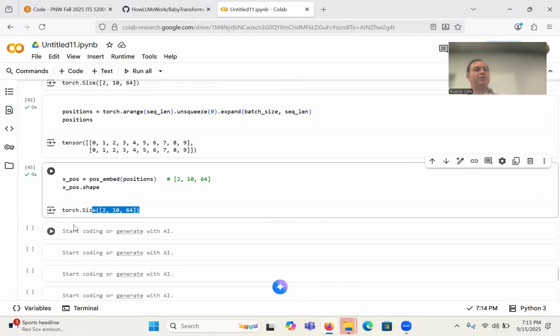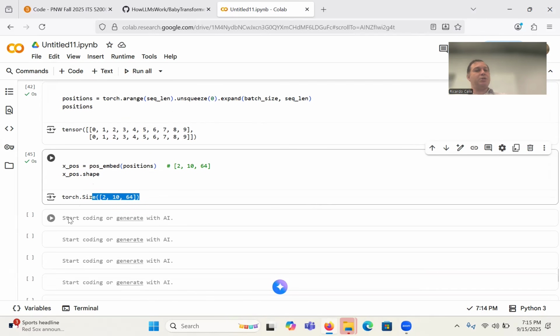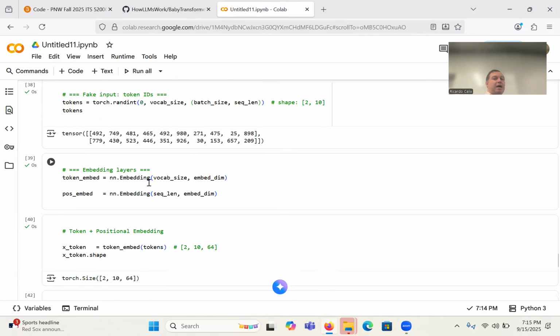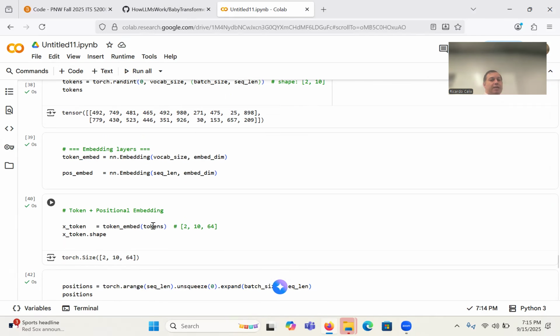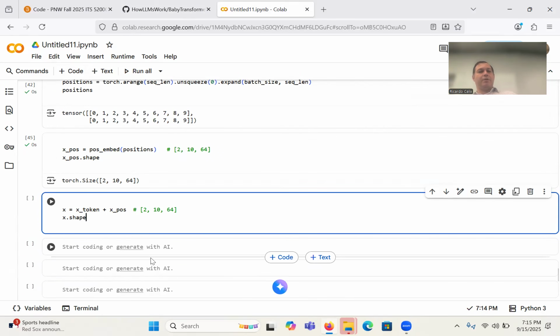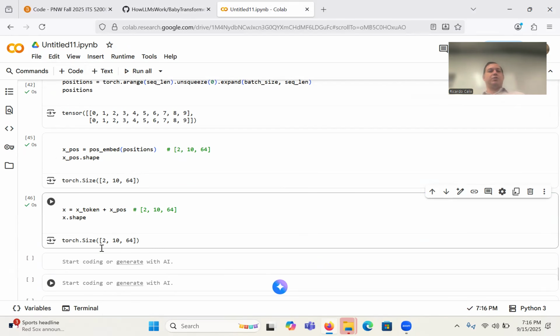So now I have my two tensors, X token and X position. I'm building a whole architecture from beginning to end. Remember, I took some IDs. Now I've created one version of it for token embedding, one for positional embedding. So that's done. Now I'm going to add them together. I take X token plus X position, and now there's just one single tensor, 2, 10, 64. And that becomes what continues to go into the block, right?